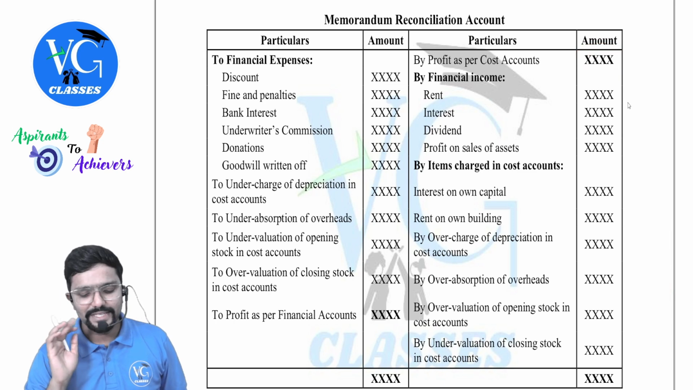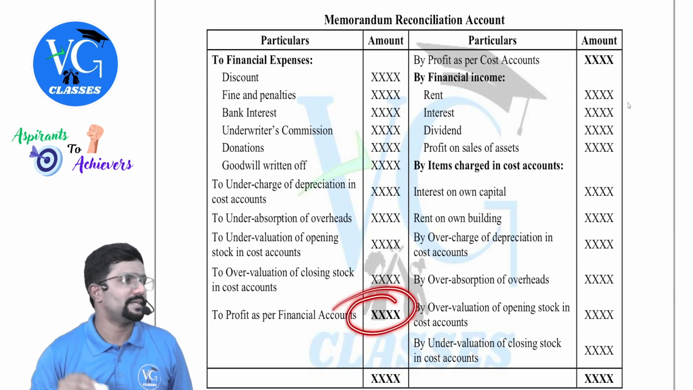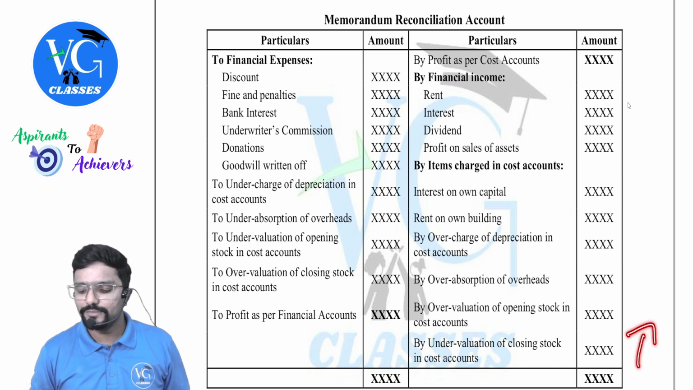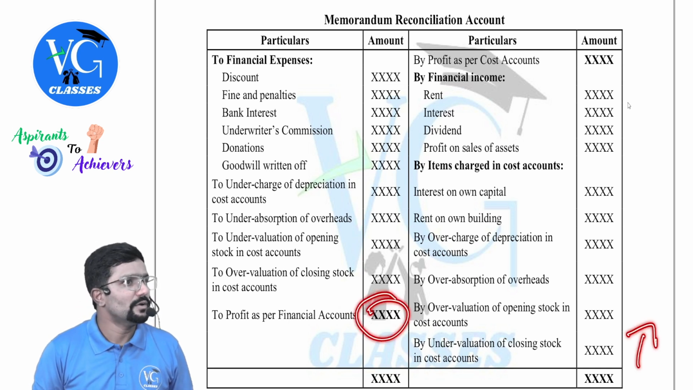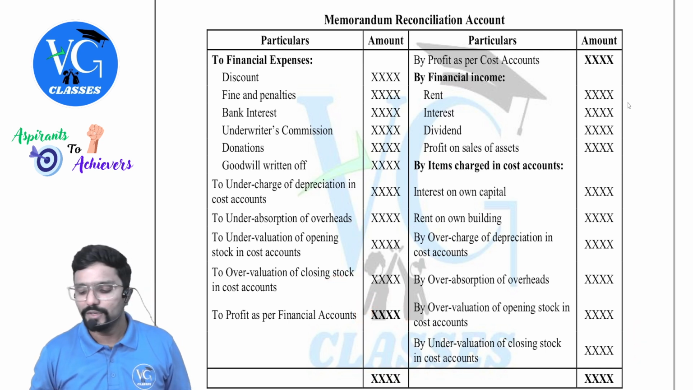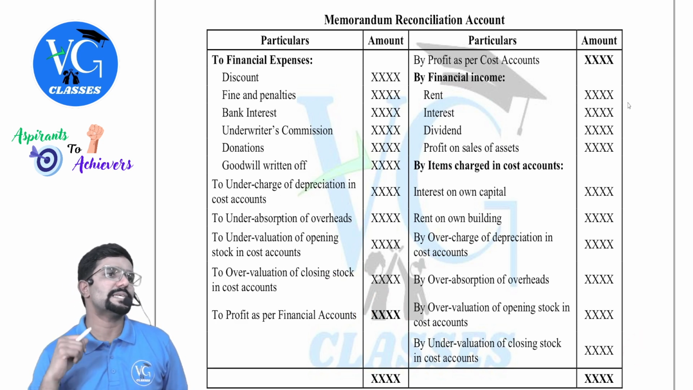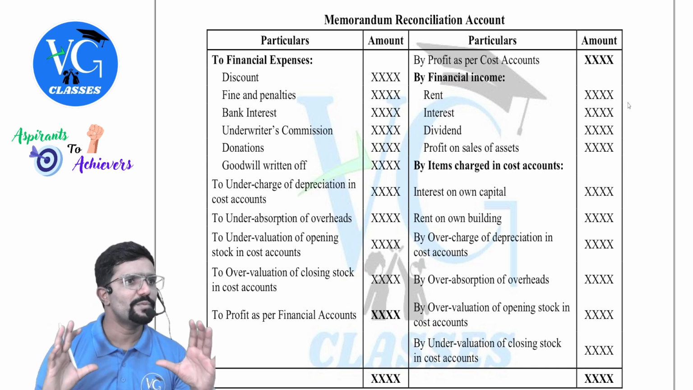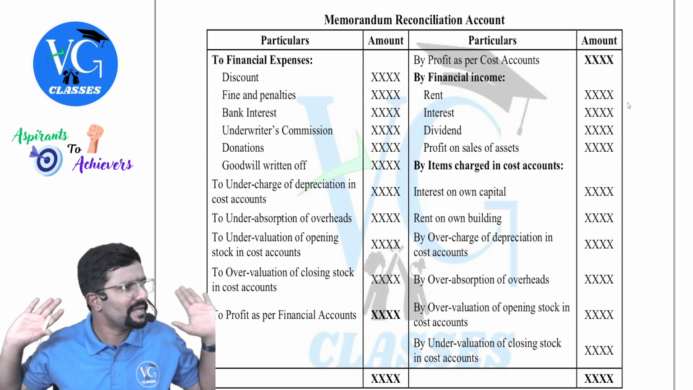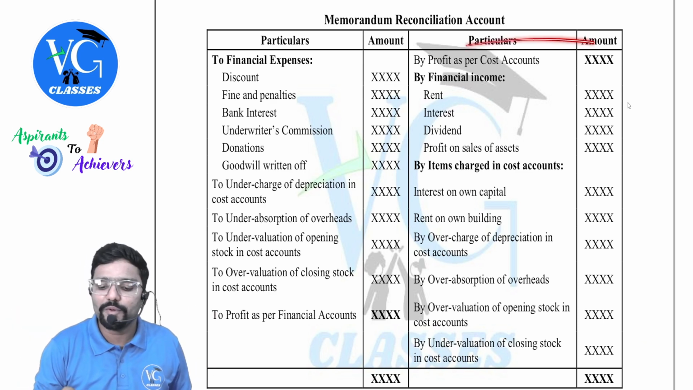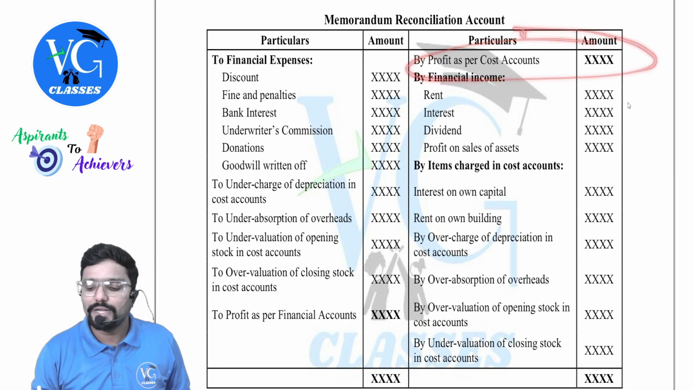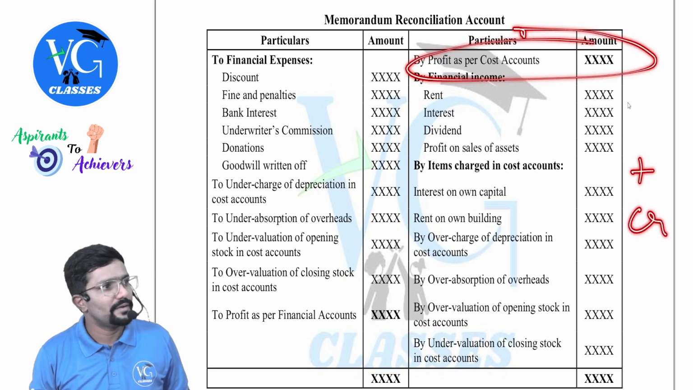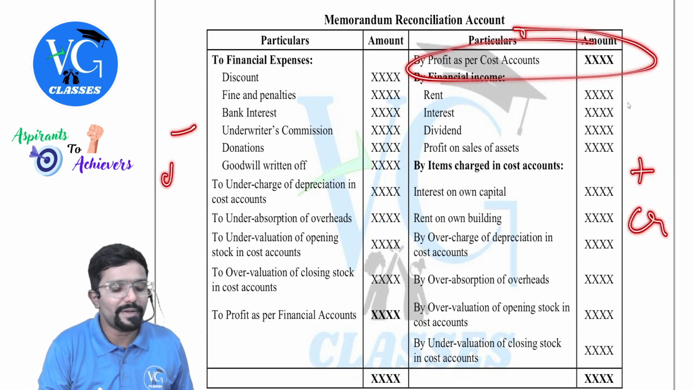At the end, you will get profit on the other side, because if the credit side is more, you will get profit on the other side. Sir, what if by chance the debit side is more? Then you will get loss on the other side, guys. Hope you understood. Same as the statement. You start with profit on the credit side. Whatever has to be added, credit it. Whatever has to be deducted, debit it.